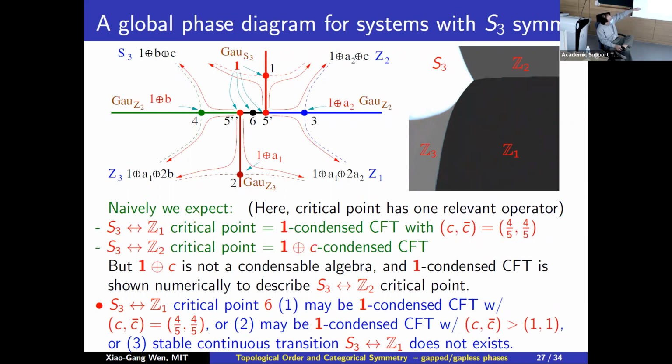Then the other critical points you can understand in a similar way. Like A1 plus A1 Higgs condensation breaks S3 gauge theory to Z3 gauge theory. So this line becomes this parafermion CFT.